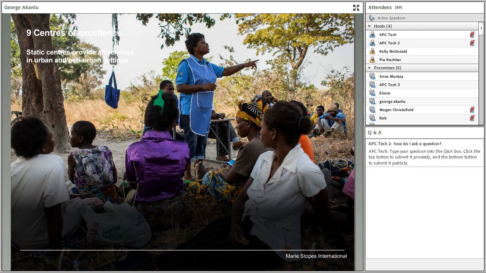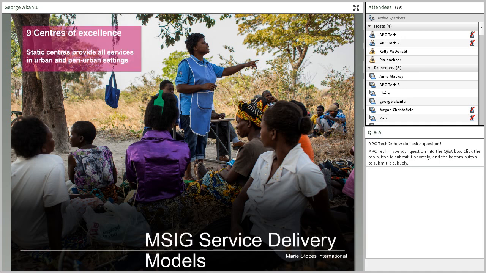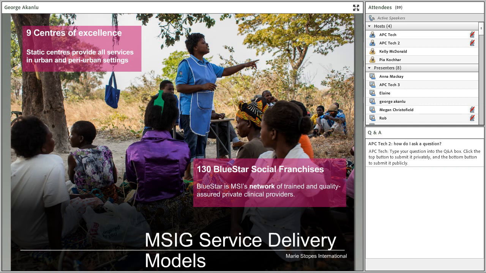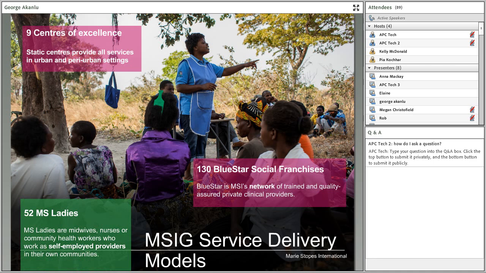For us in Marie Stopes specifically, we provide family planning services to our clients through different channels. So we currently have 9 centers of excellence, which set the standards for service delivery in our country program. And these centers are strategically located, and we ensure that the right atmosphere is created in these centers so that our clients feel at ease and comfortable.